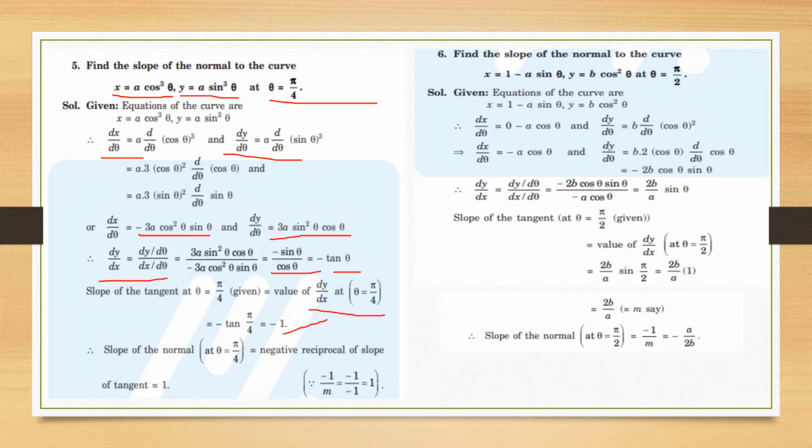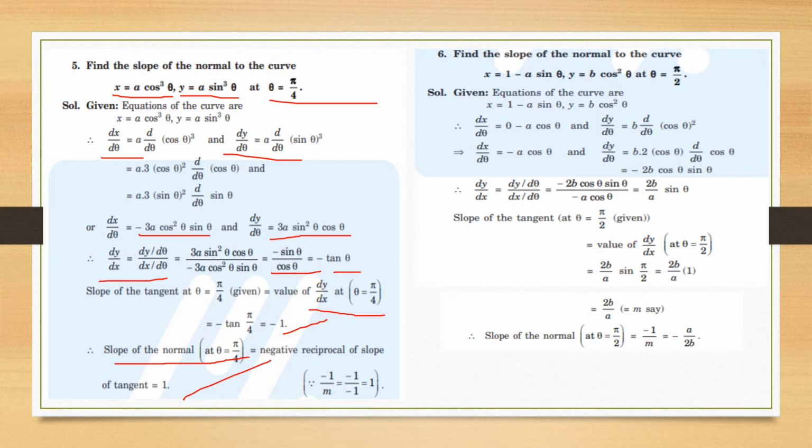So this is the slope of tangent, and slope of normal is negative reciprocal of slope of tangent. That is, if slope of tangent is m, then slope of normal is minus 1 upon m, right? So I'll simply find that it is minus 1 upon minus 1, that is 1. So slope of normal is 1.